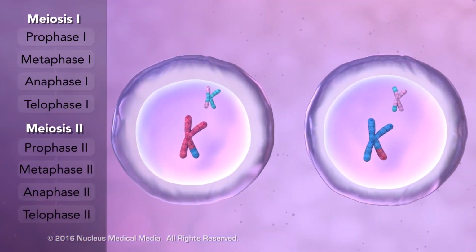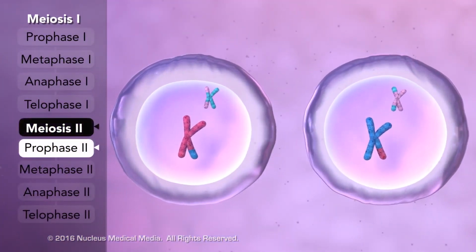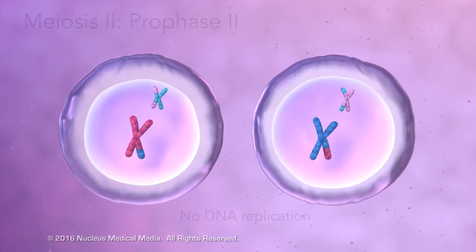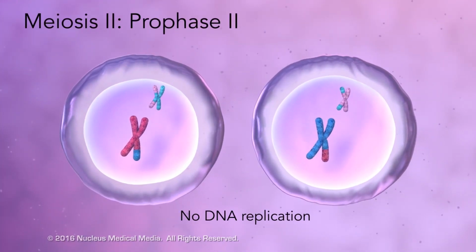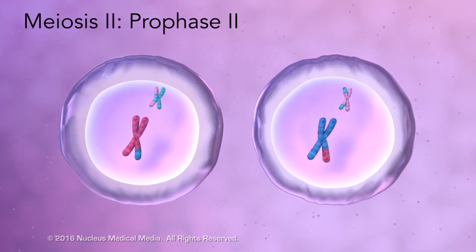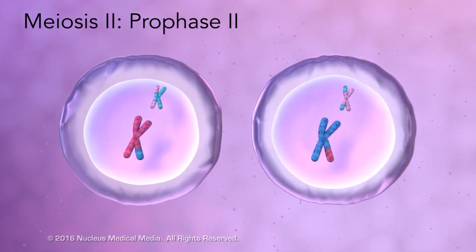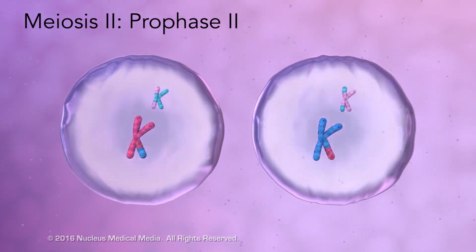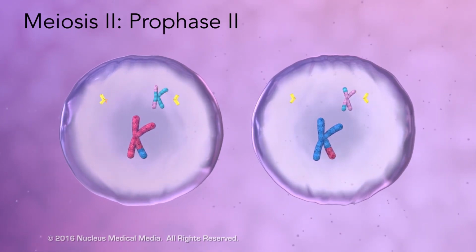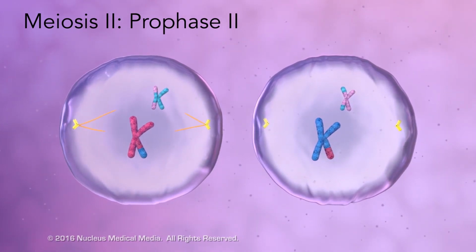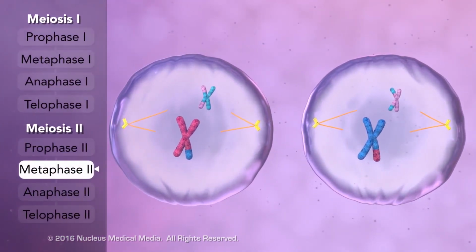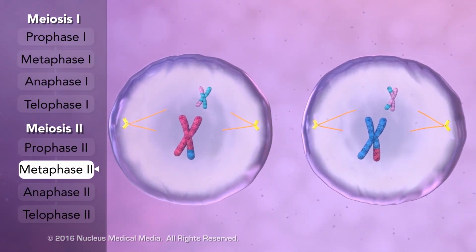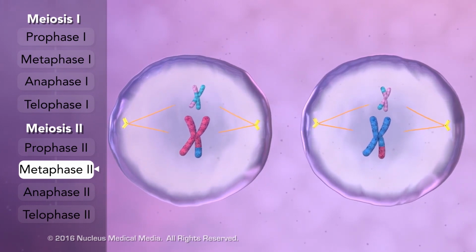Both cells now enter the next stage, Meiosis II. However, unlike Meiosis I, DNA does not replicate before Meiosis II begins. Once again, in Prophase II, the nuclear membrane disappears, and spindle fibers fan out from the two sets of paired centrioles. During metaphase II, the chromosomes in each cell line up at the equator and attach to spindle fibers from both poles.